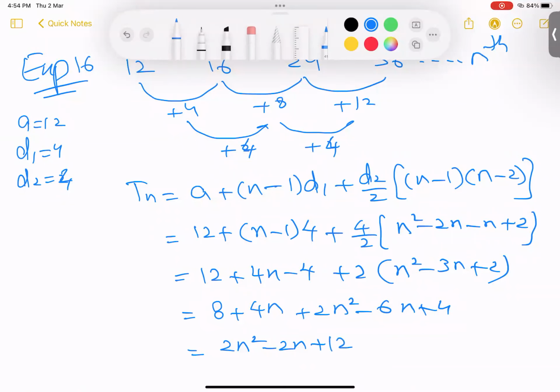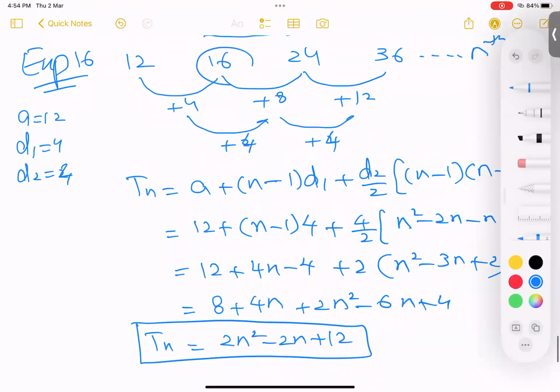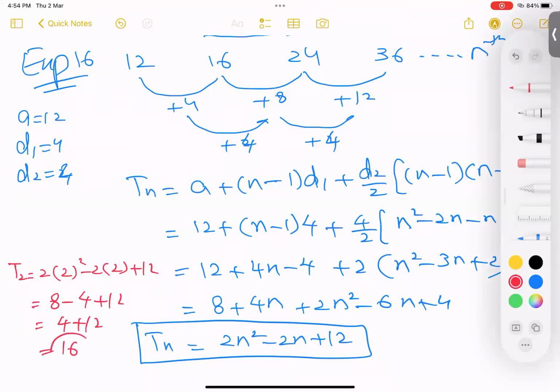So Alhamdulillah Rabbil Alameen. And now a small test. For example, if I plug in any number, for example, term number 2 is 16. Let's put 2 in everywhere and see what happens. So T2 is equal to 2 squared minus 2 times 2 plus 12. Here I got 8, here I got 4, and 12. This becomes 4 plus 12. I got 16. It matches. So Alhamdulillah Rabbil Alameen. And I believe all of you got the point clear.